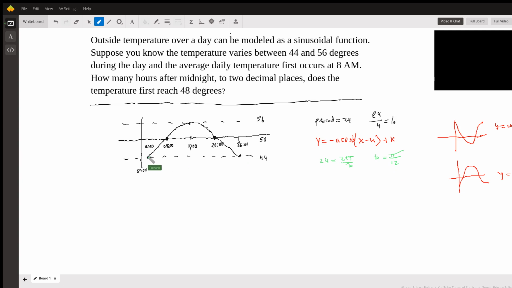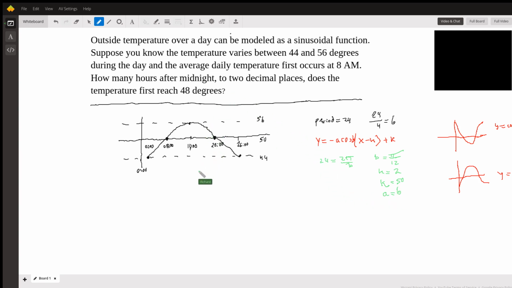We can see that we have a right shift. We're shifted right 2 hours, so h is going to be 2. And for k, obviously we're up 50 from the origin. The original is symmetric over the origin here. You can see it starts and ends like that. This is symmetry, so this is 50 here. And A is the amplitude, and you can see the amplitude is 6.